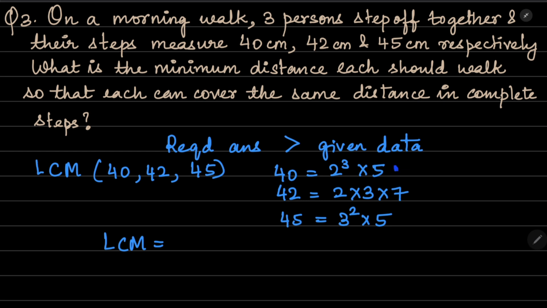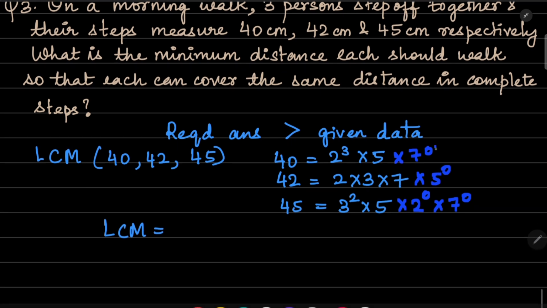So let me make it common. Here it's 7 raised to the power 0. Here it is 2 raised to the power 0. Here it's again 7 raised to the power 0. Here it's 5 raised to the power 0. And here also it is 3 raised to the power 0. So I'm just making sure that the factors are uniformly available in all the three numbers.